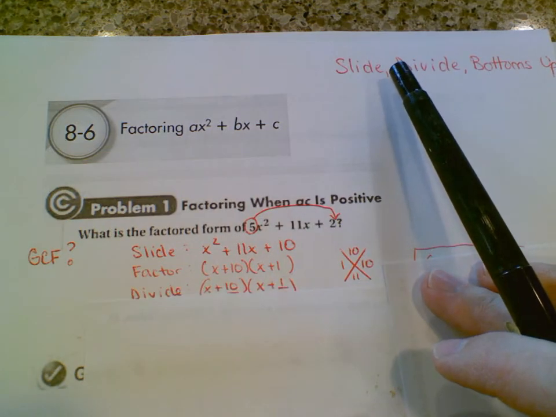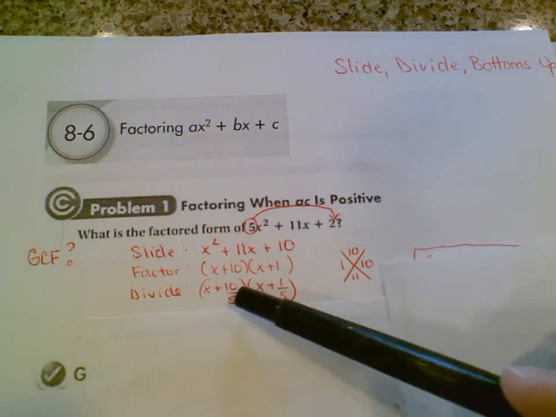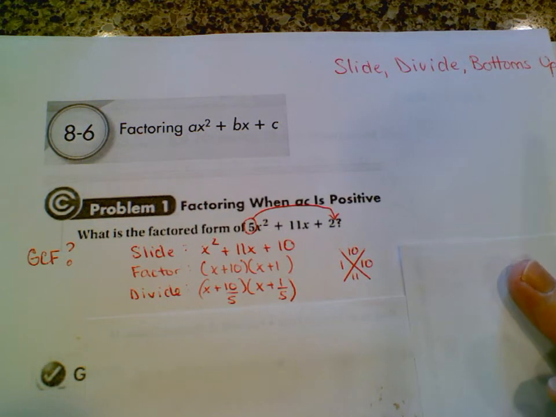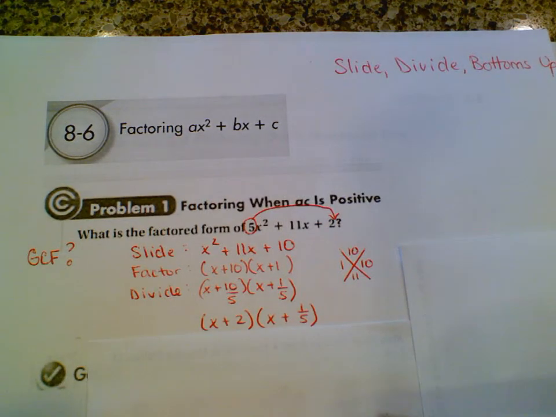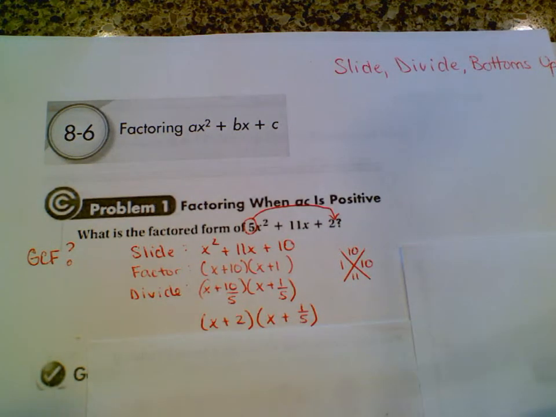Then I have to divide. So the number that I slid is the number I divide by. So I would divide both of them by 5. This is where you're going to simplify those fractions. 10 divided by 5 becomes 2. But 1 divided by 5 will just stay that fraction because it won't reduce any further.